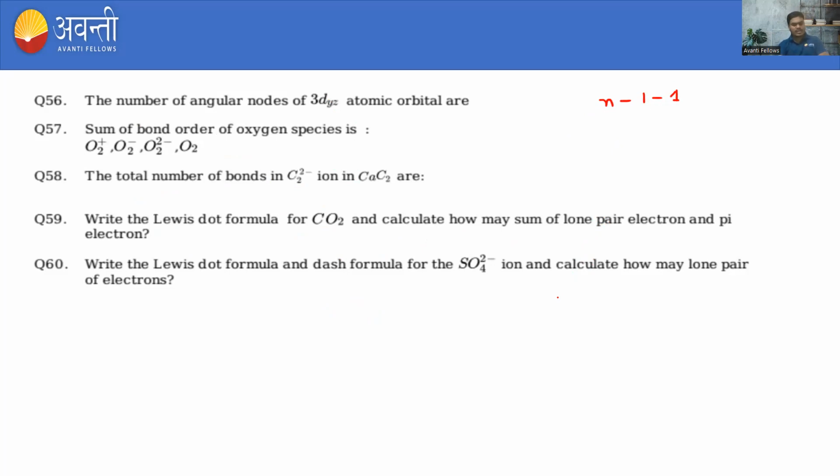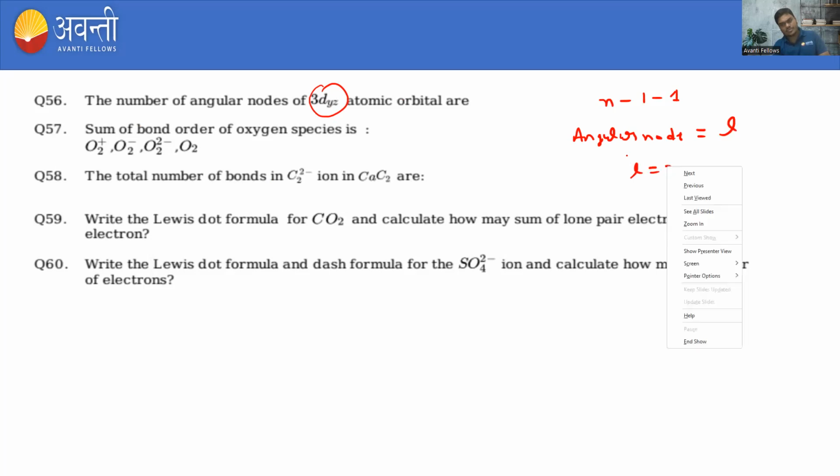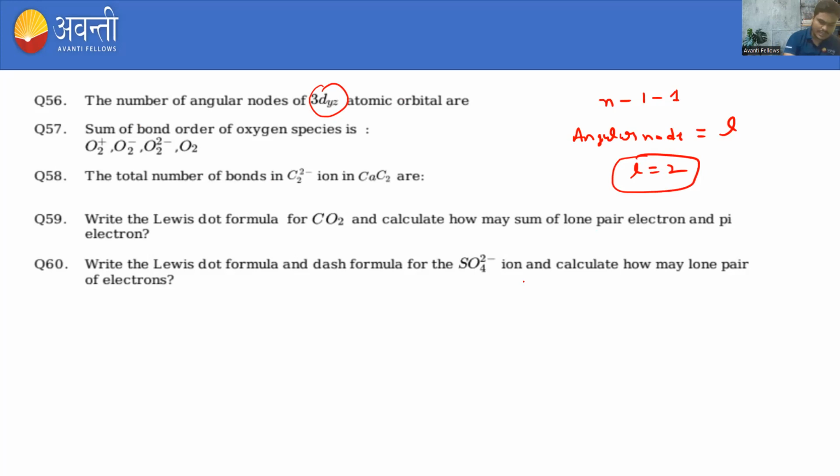So for calculating the angular node, for this d orbital, the formula is: angular node is equal to L, right? And for d, L is equal to what? That is 2. L is equal to 2 for a d orbital. So the correct answer is 2. Okay, now move to question number 57.